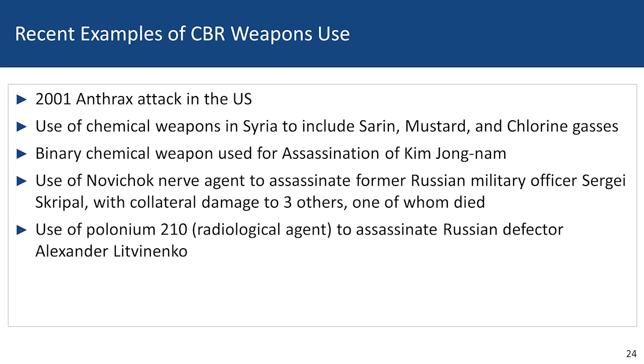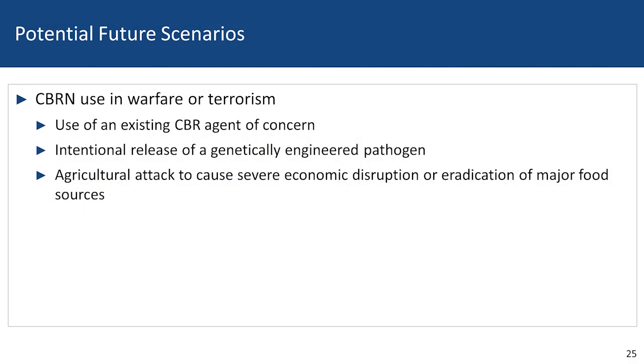And then use of polonium-210 as an assassination weapon against Alexander Litvinenko. So these are just a few examples of what's been done in the recent past. For potential future scenarios, we think CBRN use in warfare or terrorism is possible.